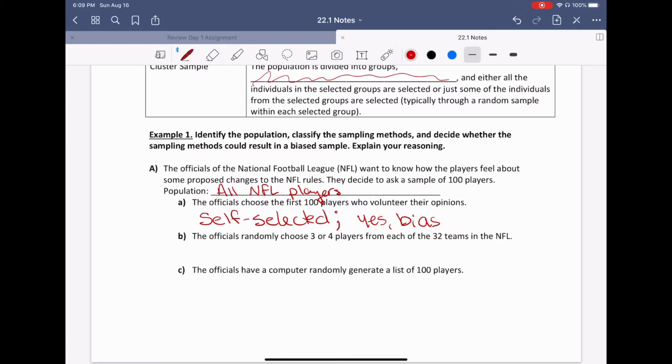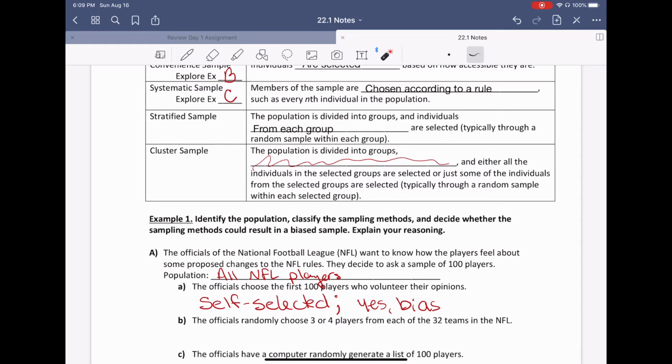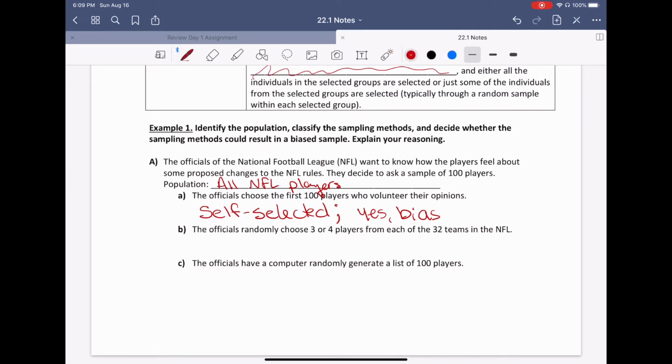Okay. Example B says the officials randomly choose 3 or 4 players from each of the 32 teams. That means that each team has an equal representation. Again, individuals from each group are selected with a random sample from each group. So this would be a stratified sample. Now, is there bias when we are looking at a random sampling from each team? No, there's no bias, right? Because everybody's being given an equal opportunity to express their opinions.